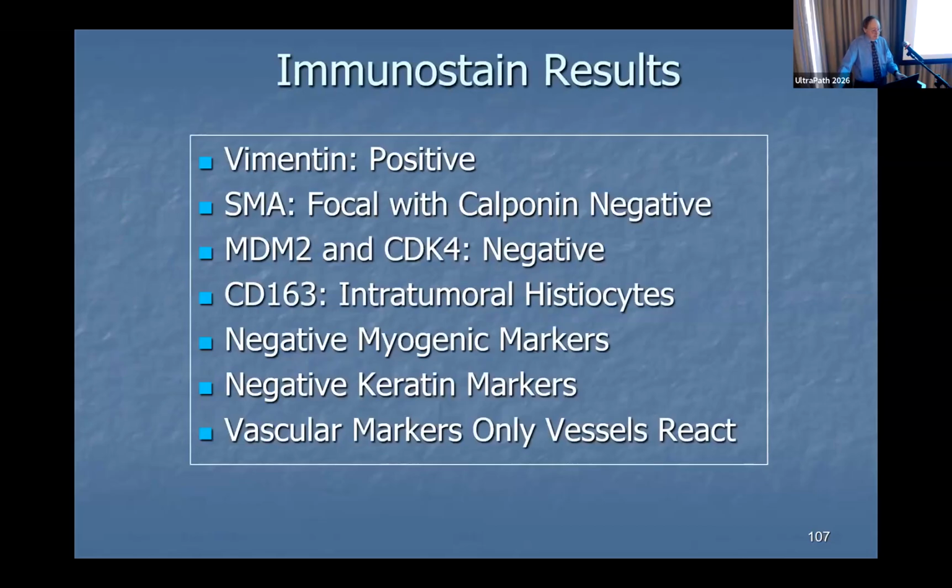Vimentin was positive. SMA showed only focal staining and calponin was negative, so there wasn't any smooth muscle associated with it. MDM2 and CDK4 were negative, I think trying to see if it was a dedifferentiated liposarcoma, which doesn't fit very well in this category. It has histiocytes, but these were intratumoral histiocytes. It's negative for myogenic markers, negative for epithelial markers, and vascular markers were positive only in the vessels that were non-neoplastic.